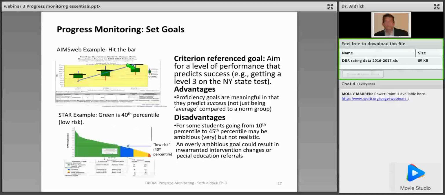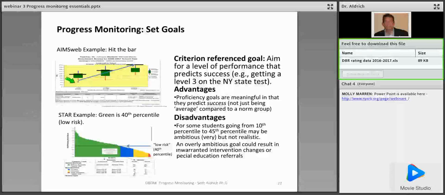In this next example, again with STAR, we would be trying to get into this criterion about the 40th percentile. For AimsWeb, we'd be trying to get up into the 45th percentile. You're trying to bring a student in the fall from below the 10th percentile to the 45th percentile. Now, that's very ambitious. The question is, is it realistic? It may or may not be, and it really depends on what you're providing for the student.